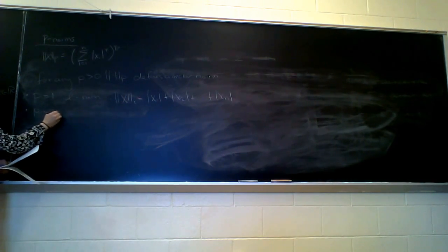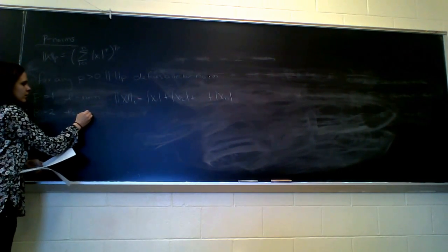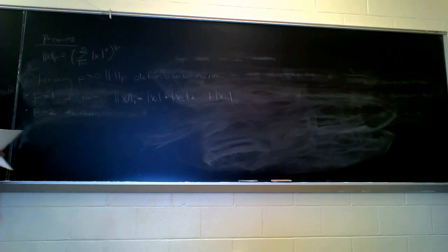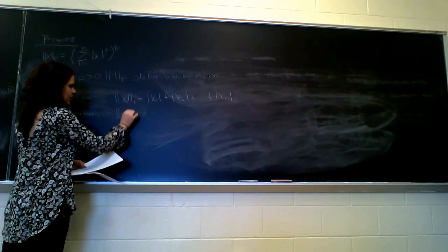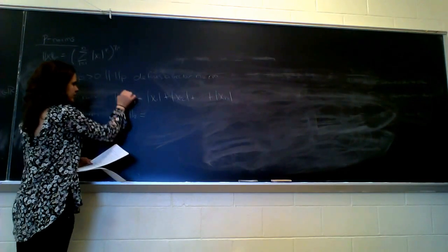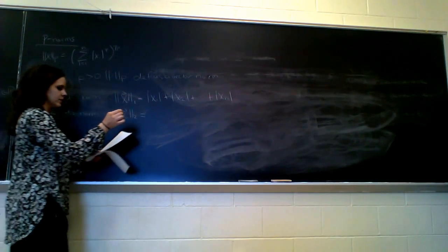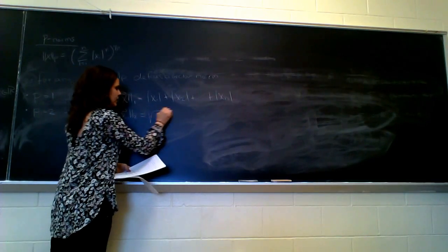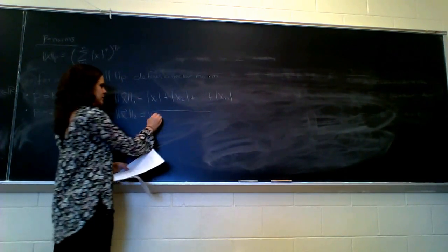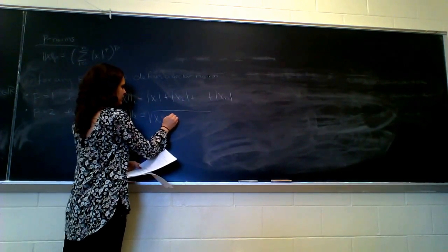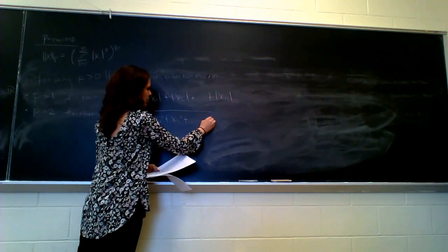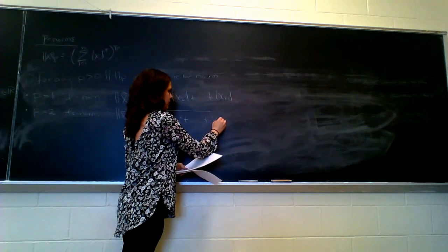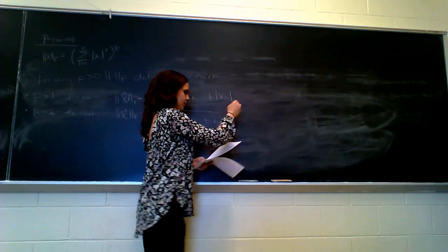And then if we have p equals 2, that's going to be the L2 norm. Now this one is just the Euclidean distance. These are vectors. So we have the square root of the sum of the squares, x_1 squared plus up to x_n squared.